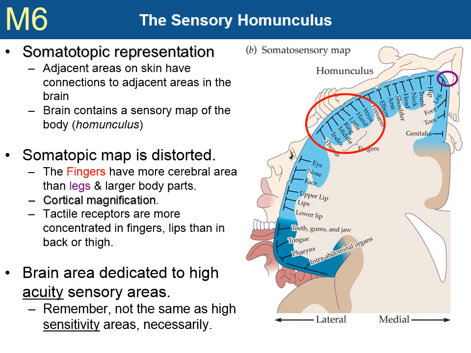Notice, though, that the somatopic map is distorted. The fingers have much more cerebral area dedicated to them than the legs and other large body parts. As you recall, this is referred to as cortical magnification. The tactile receptors that respond to fine details, high acuity, have more brain area dedicated to them. Recall back to the slide that showed the 2-point thresholds. The areas with the smallest 2-point thresholds are the areas with the largest amount of dedicated cortex.